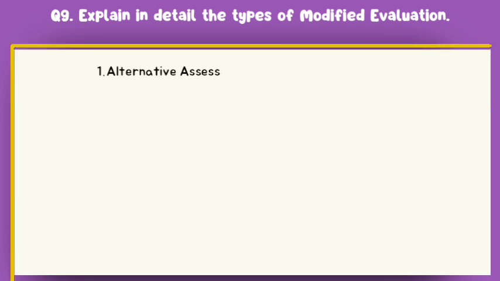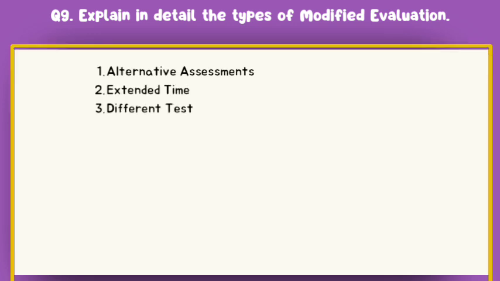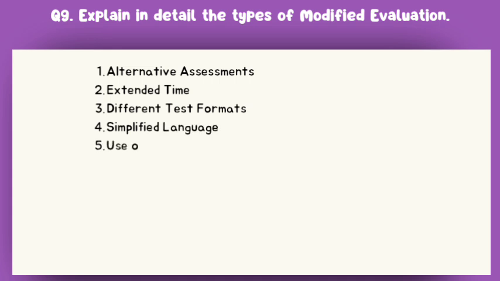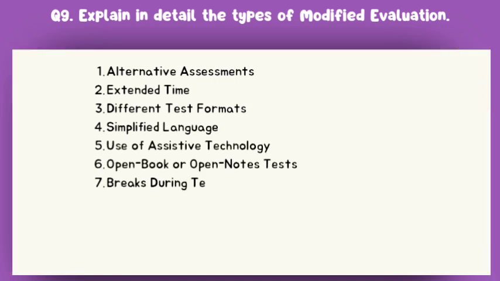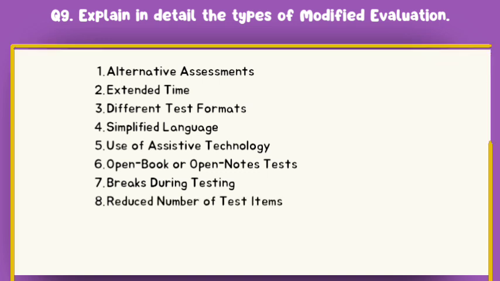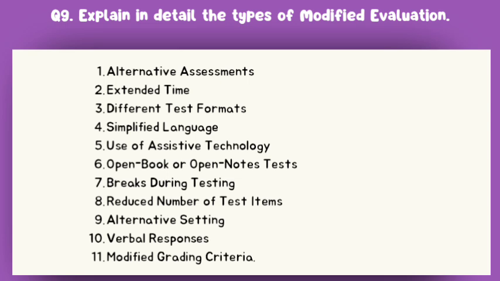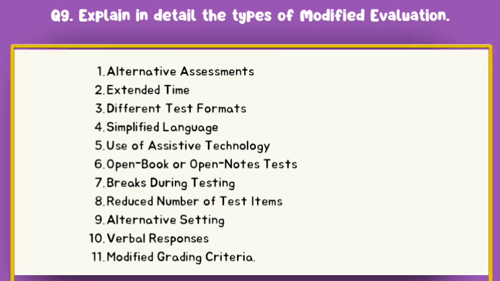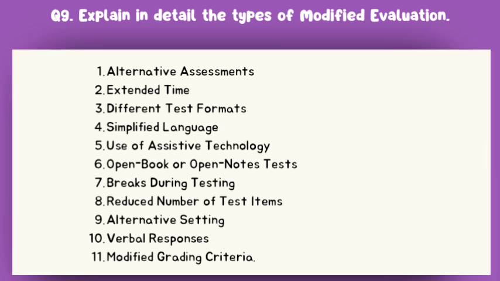We can even see the same question in this format. Types of modified evaluation can include alternative assessment, that means replacing traditional tests with methods more suited to the child's strengths and needs. For example, project, presentation, oral examination, or performance tasks, etc. The next modification can be extended time. We can give additional time to complete the task. Next can be different test format. The test format can be according to the child's needs.